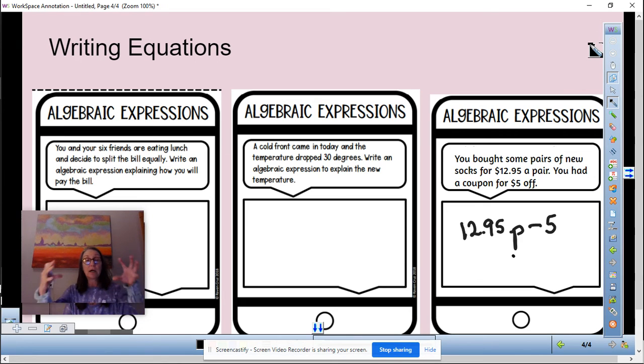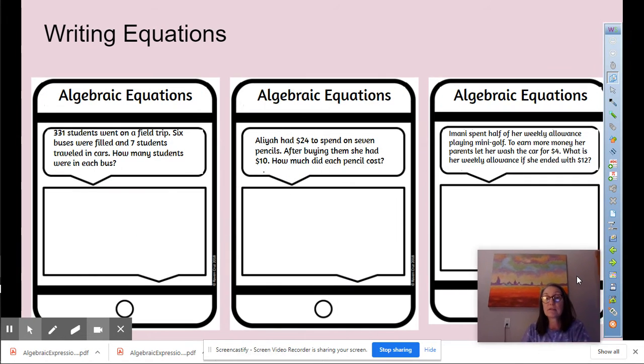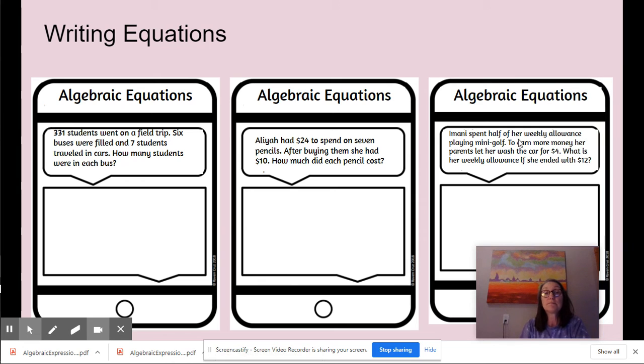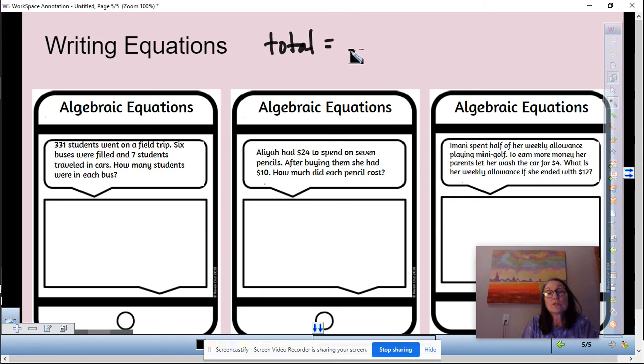Now we're going to apply the thought processes we did here and the template that I gave you initially. We're going to apply it to some equations. So I'm going to put that over there for this one. 31 students went on a field trip. 6 buses were filled and 7 students traveled by cars. Well, let's think about my template here. So our total is equal to our rate times X plus or minus our starting point.